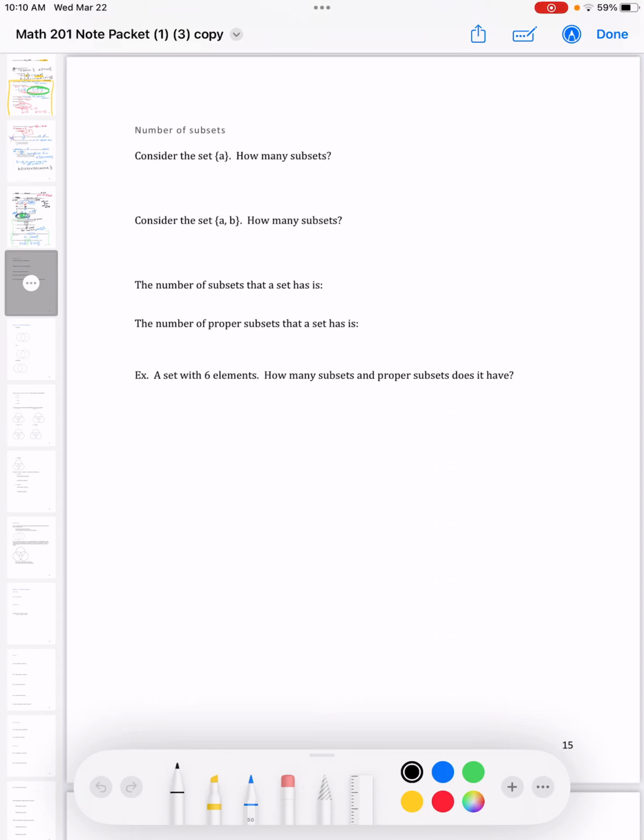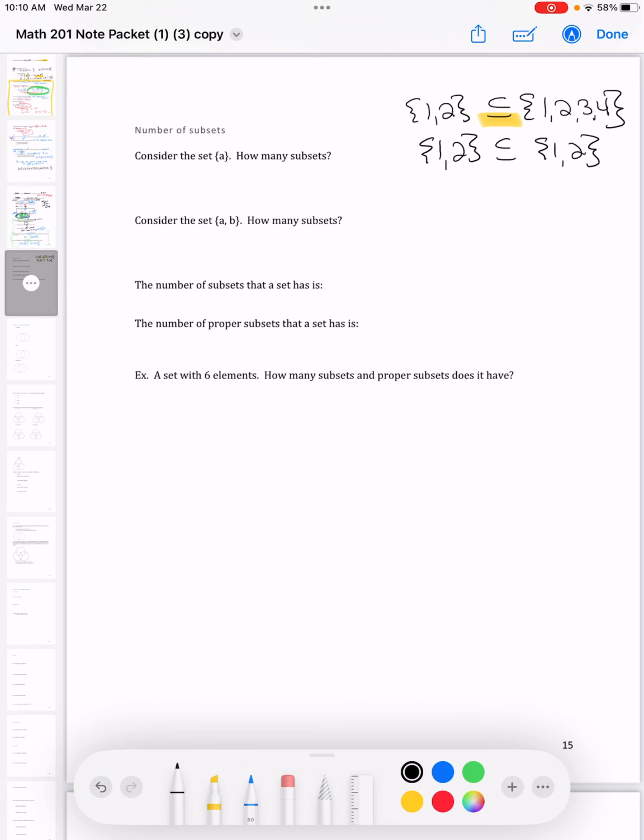Now we're going to figure out how many subsets we could get with any given set. Just remember, a subset has to contain all the elements of the set we're considering, and then also it could be equal. So for instance, just to remind everybody, {1, 2} is a subset of {1, 2, 3, 4}. And a subset can be equal because we've got that line. So the set {1, 2} is also a subset of the set {1, 2} because they can be equal.